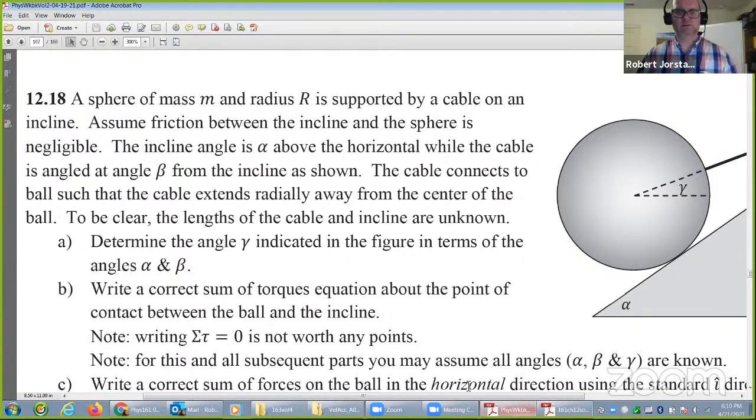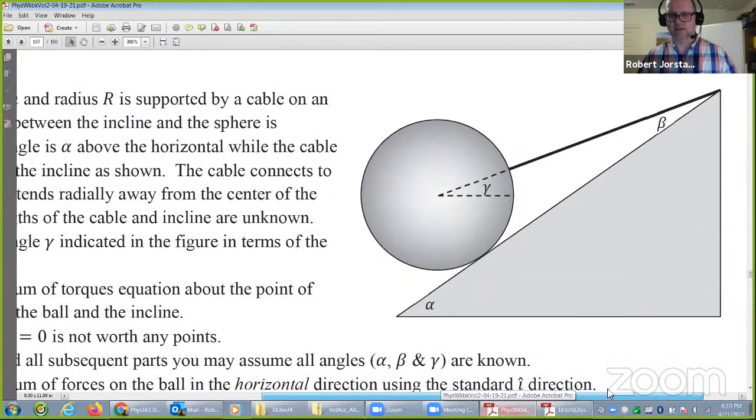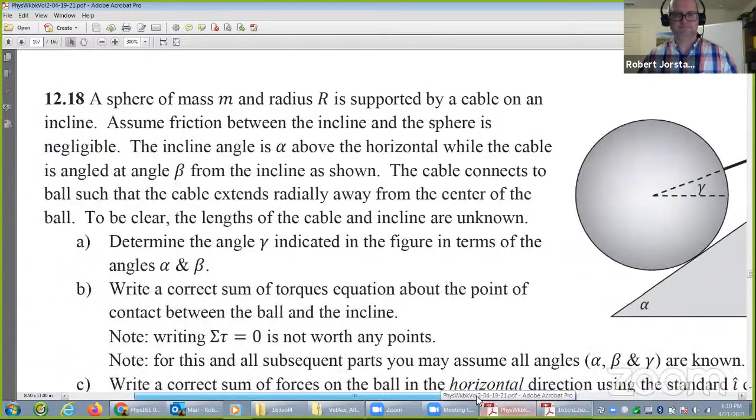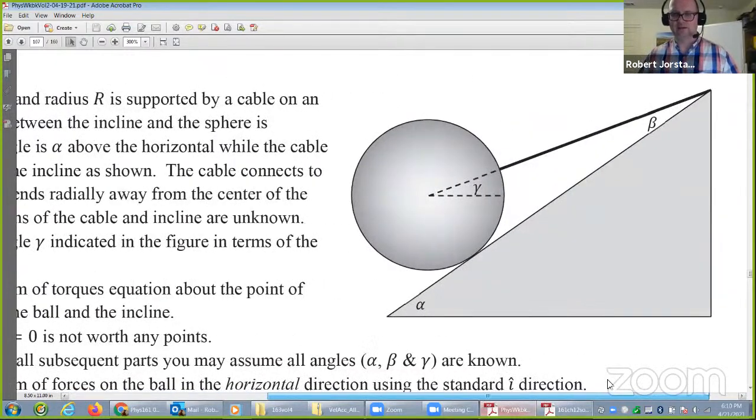All right. So this one here, you've got a sphere of mass m and radius r supported by a cable. Incline angle is alpha. This is shown at angle beta. Beta is this angle to the top of the incline. In this one, the cable extends radially away from the center of the ball. The lengths of the cable and the incline are not known. So the claim is, if you know alpha and beta, I claim you should be able to figure out gamma, this angle right here. How might you approach this? Anybody?